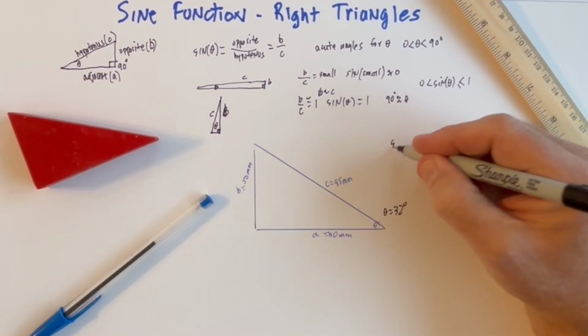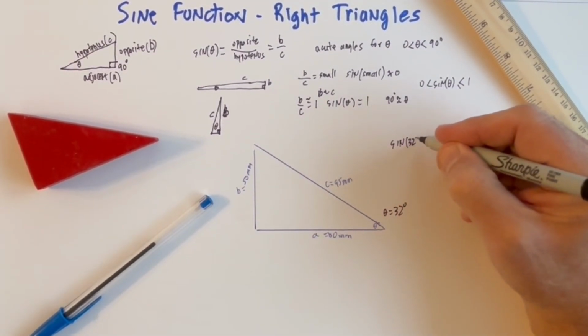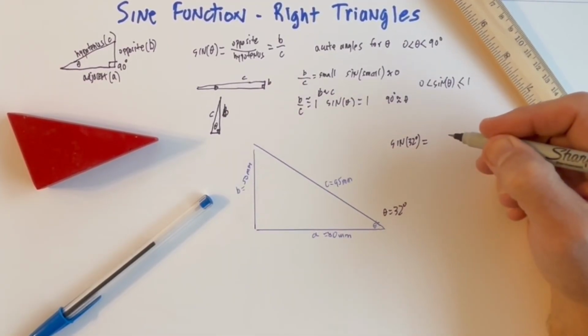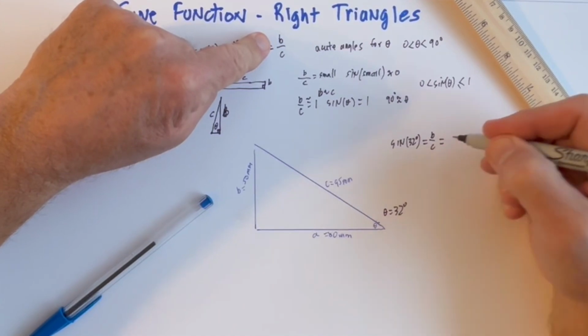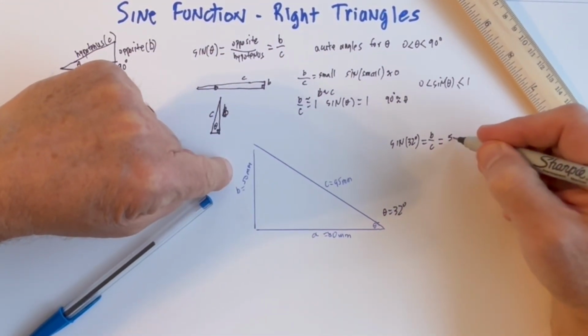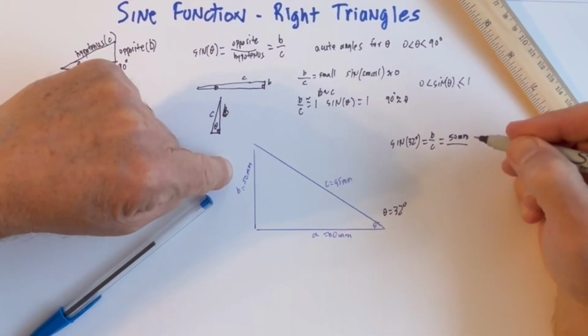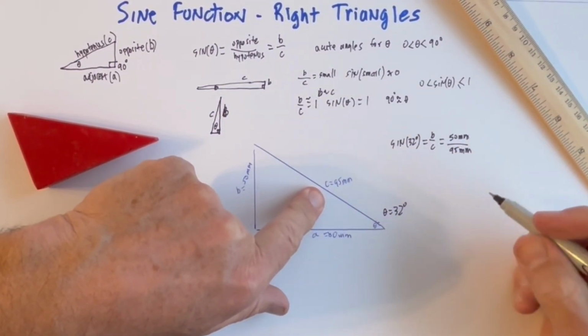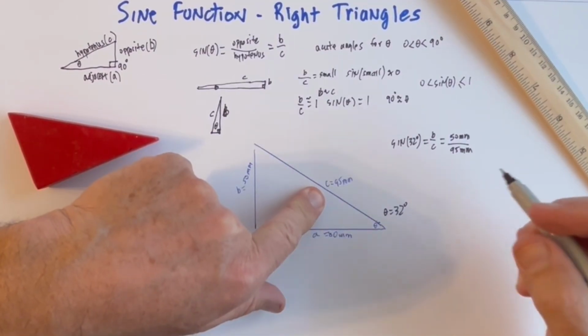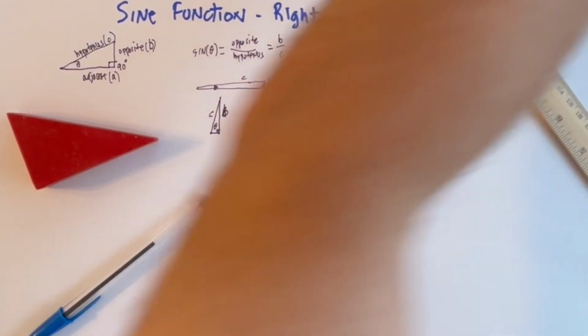So now we know the sine of 32 degrees is equal to B over C. B in this case is 50 millimeters, and C is 95 millimeters. Those units cancel out, so it's going to be a unitless number. Now let's get on our calculator and really verify that.